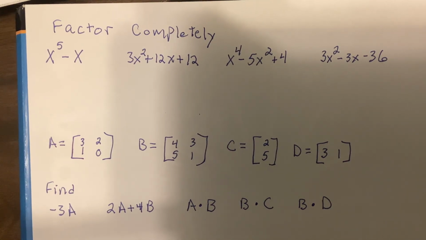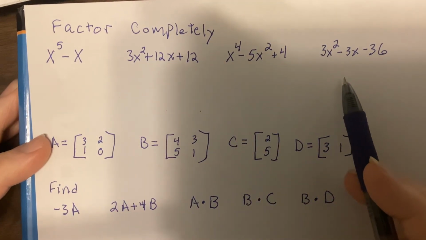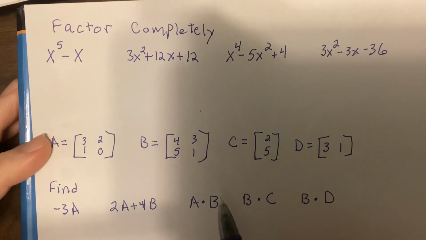Okay, the second page of the final has a variety. So, we're in the factoring completely after you factor trinomials on the second page. Why don't you try to do those four and then turn me back on?